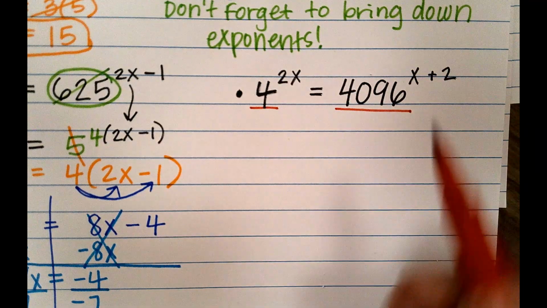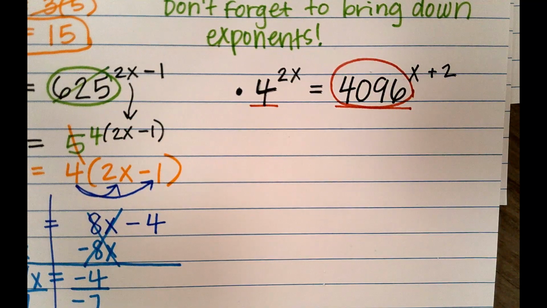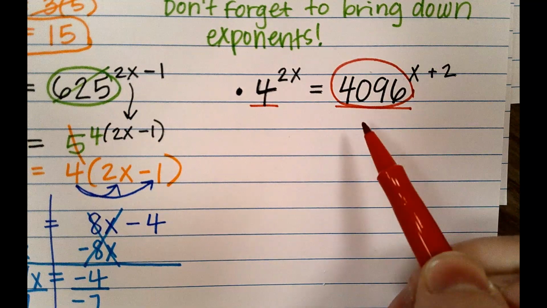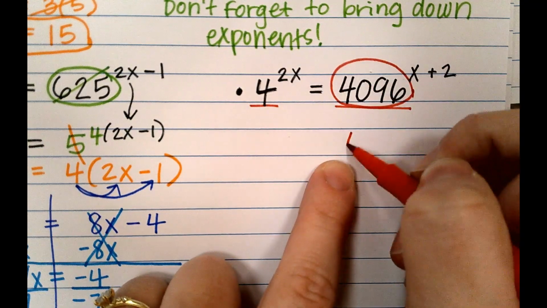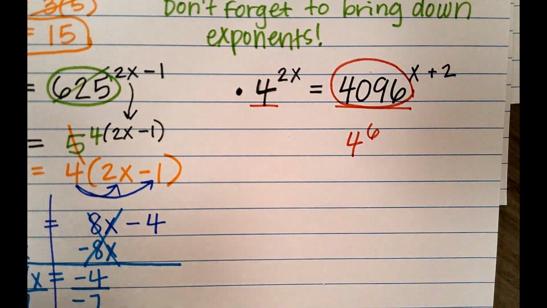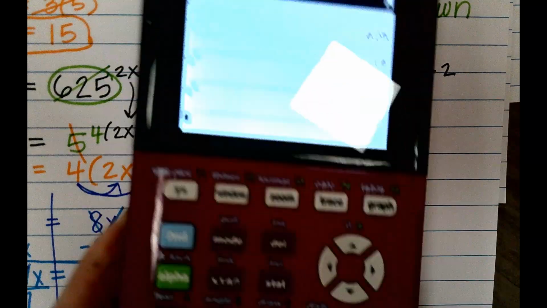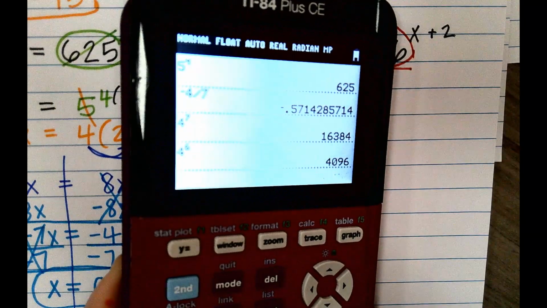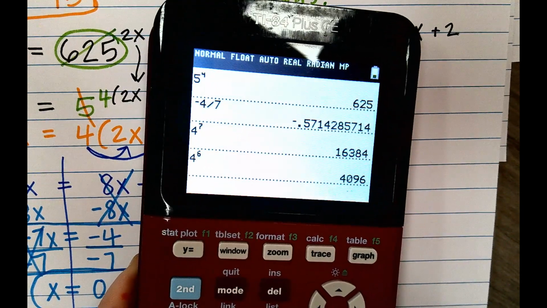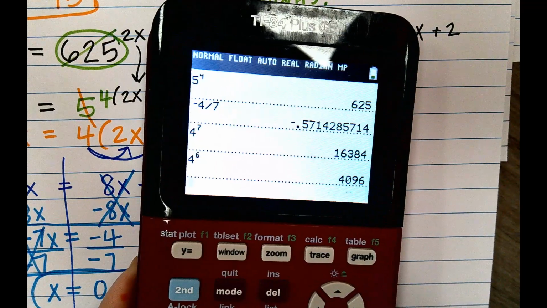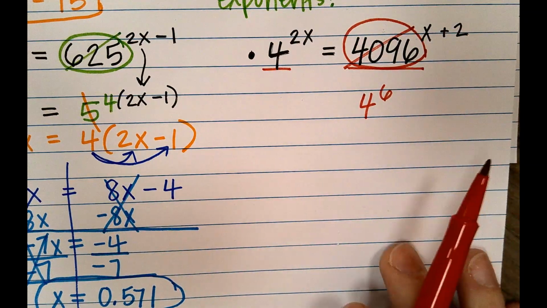Let's make them match. We're going to rewrite that 4096. And what can we use instead? 6th power. Okay, so 4 to the 6th power. We can double check it. It's a little blurry, but it does say 4 to the 6th power is 4096. Now you can see it. So I'm replacing 4096 with 4 to the 6th power.